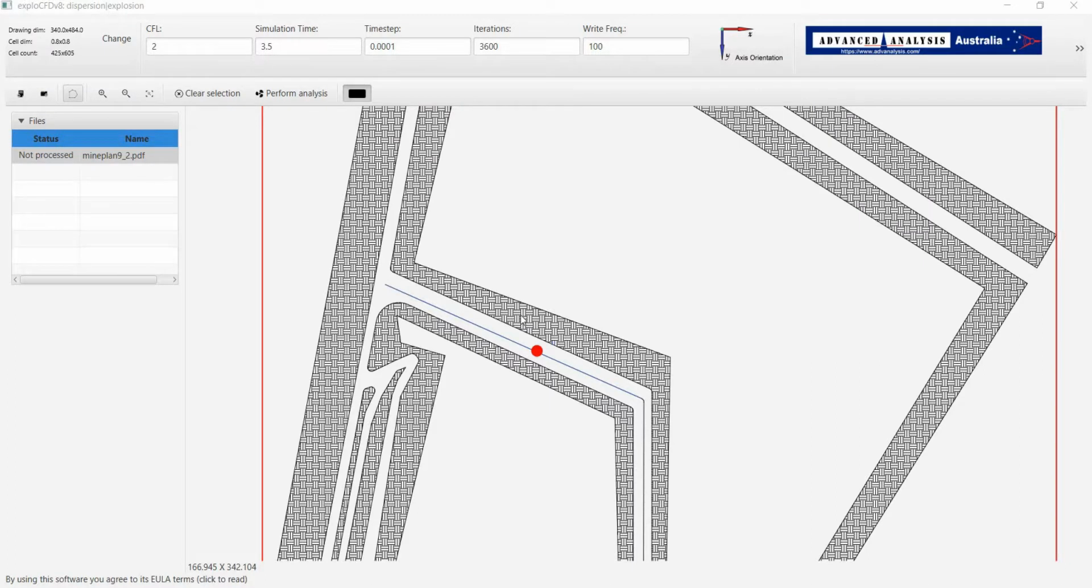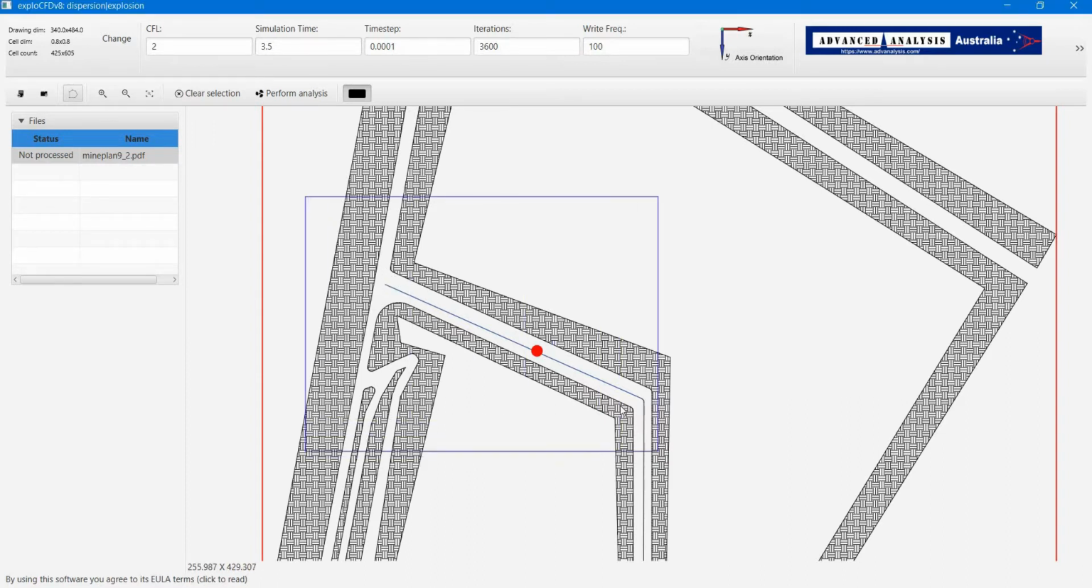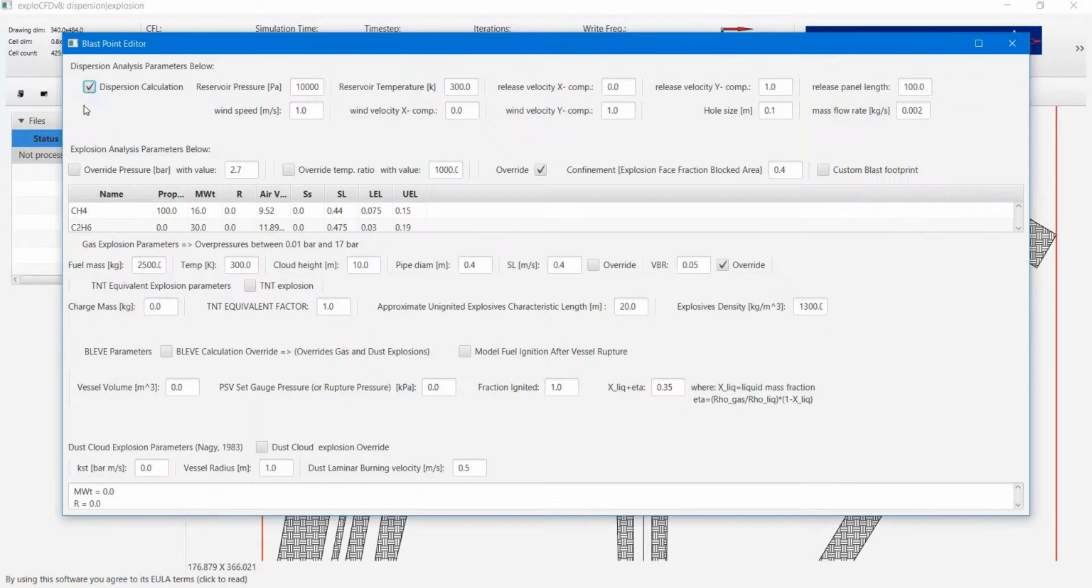Okay, we're going to convert this simulation now. We're going to do a gas explosion simulation with a portion of the gas cloud that's about here. The first thing I'm going to do is deselect this as a release inlet. We'll convert the analysis into an explosion. That's the default, so I just deselect everything.